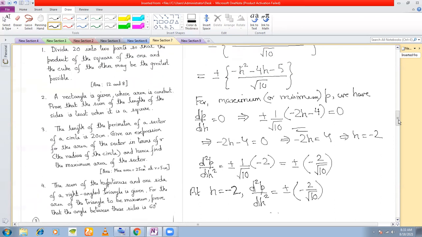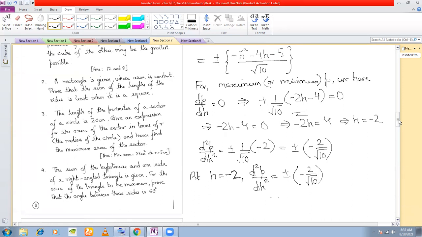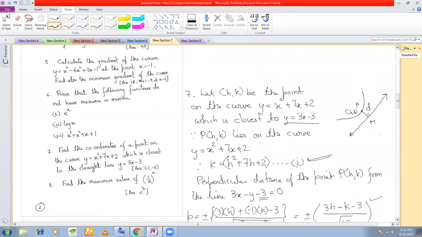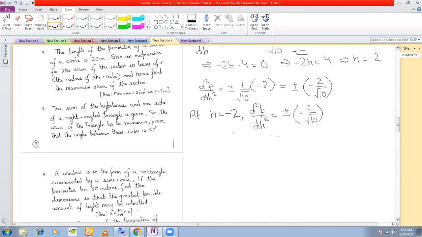But here they are saying maximum distance. What can be the distance between a straight line and a curve? The curve actually extends till infinity, right? So what can be the maximum distance? Maximum distance can be infinity, right? So here it is the minimum distance that we are talking about. So therefore, at h is equal to minus 2, we must get the minimum distance. Understood? The maximum distance can be infinite.